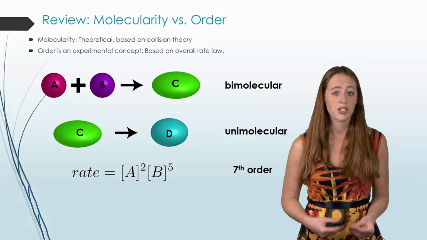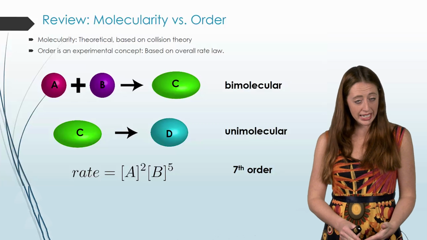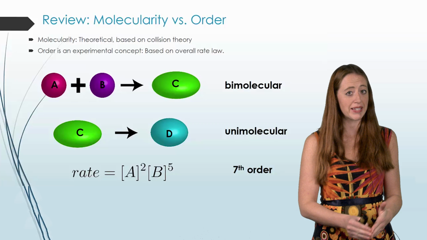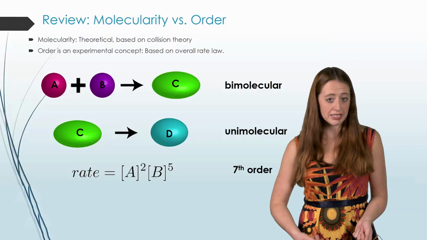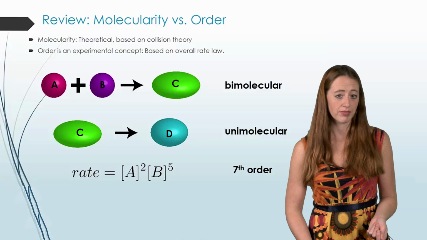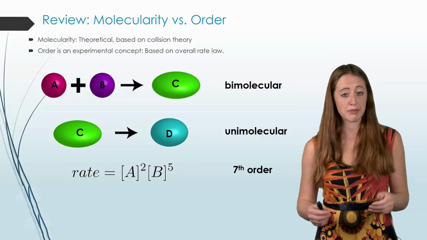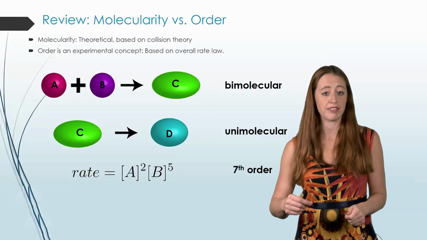One last time, to wrap up: molecularity versus order. Molecularity is a theoretical concept based on collision theory, while order is an experimentally determined rate law. And rate laws are going to be for the entire reaction, while molecularity is for each individual step.